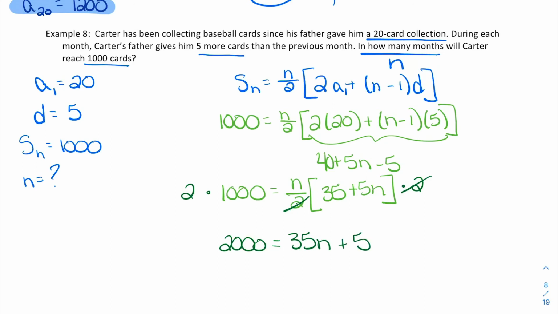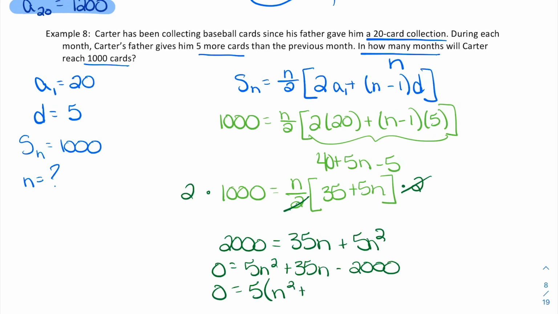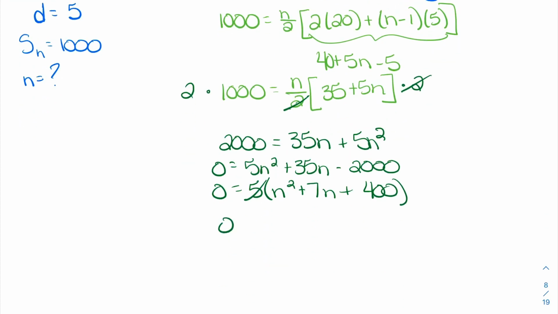35n plus 5n squared. Make sure that's right. Yep. And now I have a quadratic. I'm going to set equal to 0, and I'm also going to factor out a 5. So 5n squared plus 35n, I subtracted over the 2,000. Let's divide out the 5, and I get n squared plus 7n minus 400. Dividing by 5 on both sides makes no difference, so I still have it equal to 0.